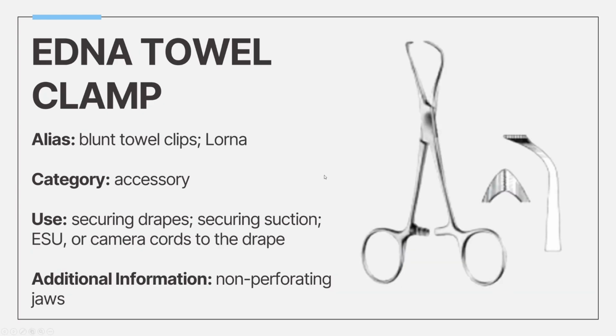And now we have Edna towel clips. So they're very similar in looks to the Backhaus towel clips, which we talked about last class. It's just that the Backhaus towel clips are known as the sharp towel clips, while these ones are known as blunt towel clips. So these are more used for securing drapes or suctions or camera cords. They're not really used inside the vascular system.